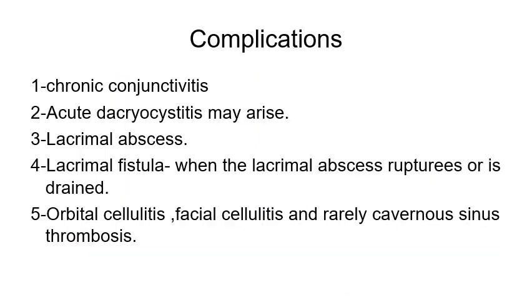What are the complications of chronic dacryocystitis? There is chronic conjunctivitis, acute dacryocystitis, lacrimal abscess, lacrimal fistula, orbital cellulitis, and rarely cavernous sinus thrombosis. If you are not treating it, the chronic dacryocystitis goes into acute dacryocystitis. It can have orbital cellulitis, facial cellulitis, and rarely cavernous sinus thrombosis. These are the complications.